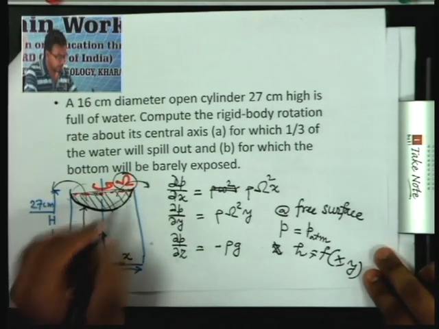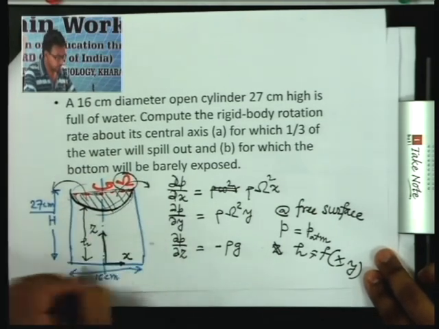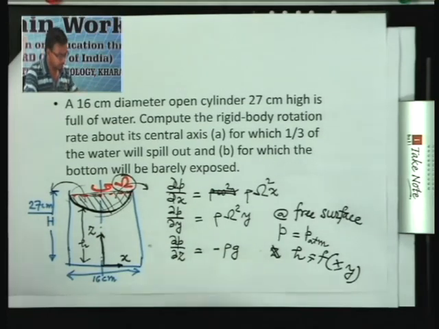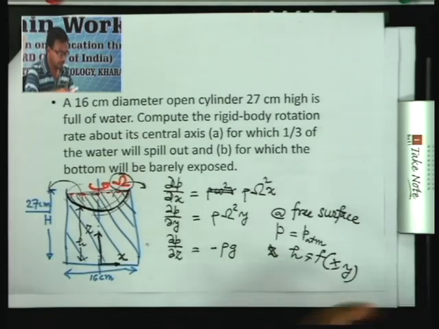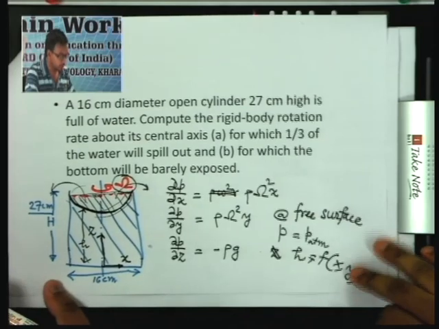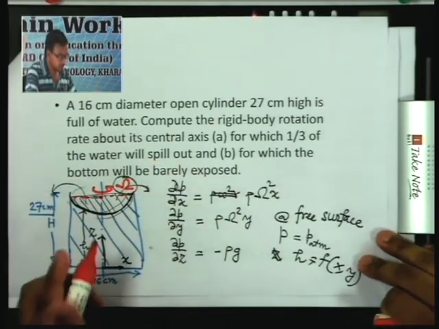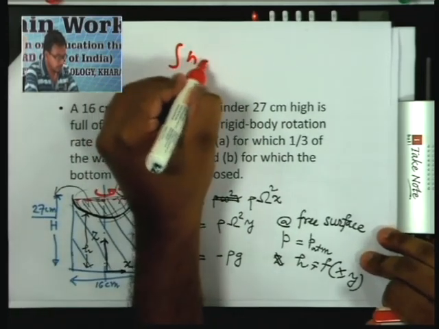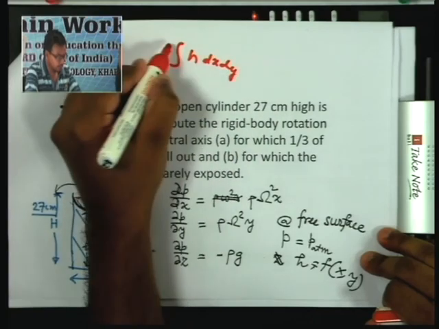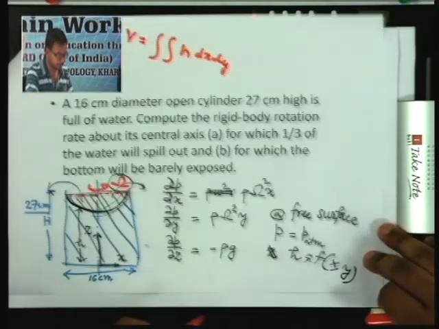Then we can calculate the volume of the liquid, this whole liquid column. So I'll hatch this liquid column. So this blue liquid column, we can integrate and find the volume of this blue hatched part of the liquid column to find out the volume that is left inside the cylinder. It is very simple. So it will be simply integral h dx dy, double integral. So that's the volume of the liquid that is left inside the cylinder.